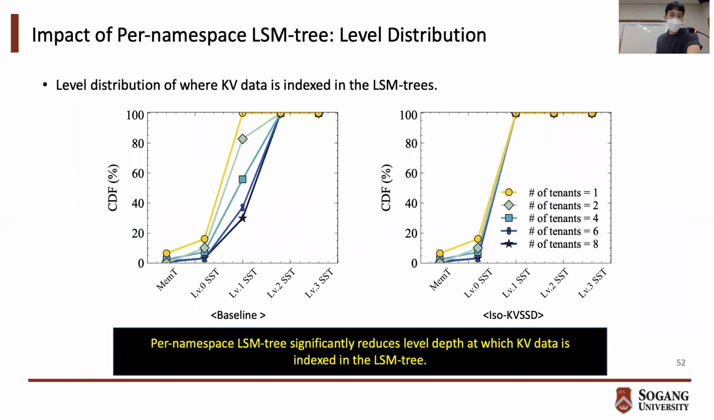To see the impact of the per namespace LSM tree, we measure the CDF of which level of index of the LSM tree is searched during get. In the baseline left figure, as the number of tenants increases, the number of searches from the upper level index increases. For example, the percentage at which key value data is searched in the L2 SS table is around 70%. This is due to a global shared LSM tree. On the other hand, in ISO key value SSD, right figure, key value data search is completed with only indexing of the mem table and L0 and L1 SS tables, regardless of the number of tenants, because key value data from other namespaces are indexed to individual LSM trees.